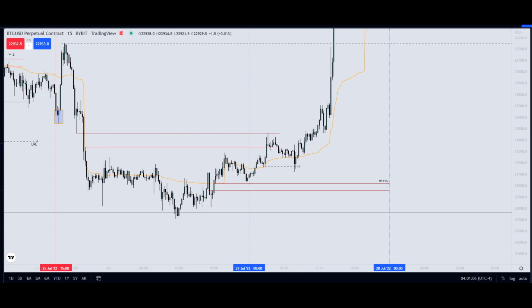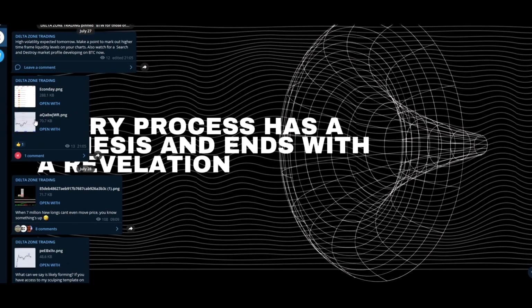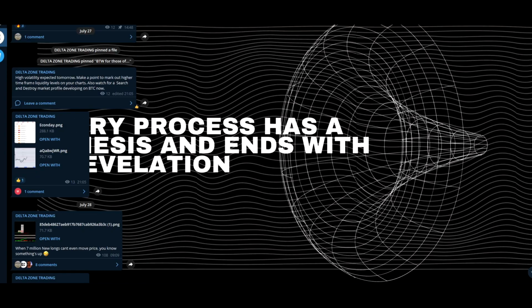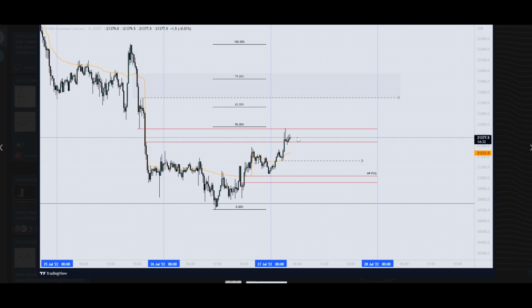And once again, I think I posted it on the group. Yep, so I said high volatility expected tomorrow, so make a point to mark out those high time frame liquidity levels in your charts, and also watch for potential search and destroy market profile that might develop. Yep, so I had this image up, so we had moved into that fair value gap at the time, and I was actually making them aware of this level here.